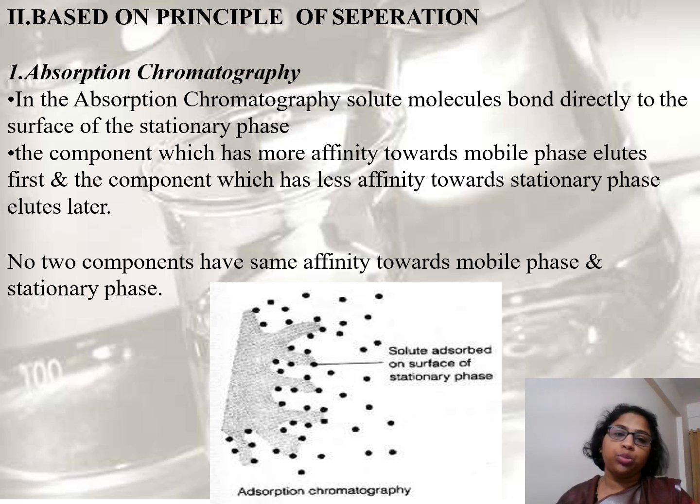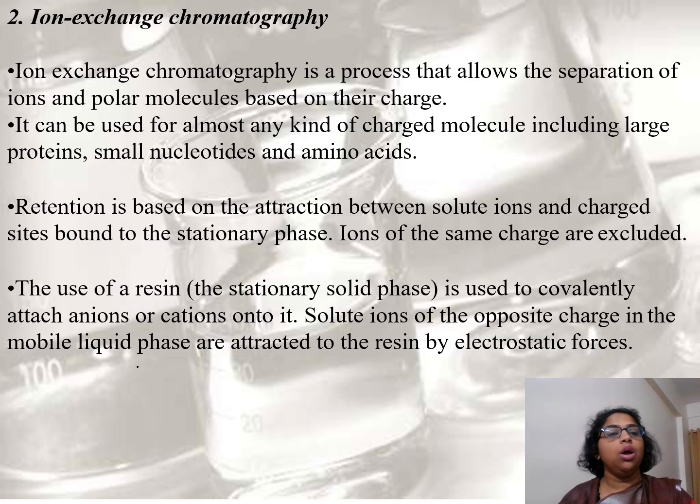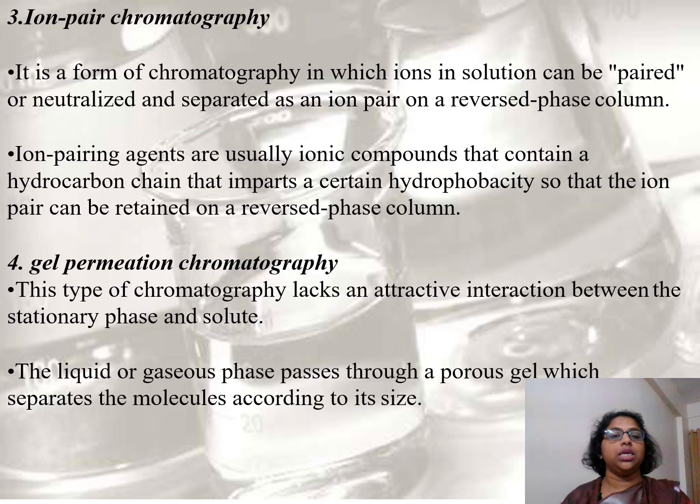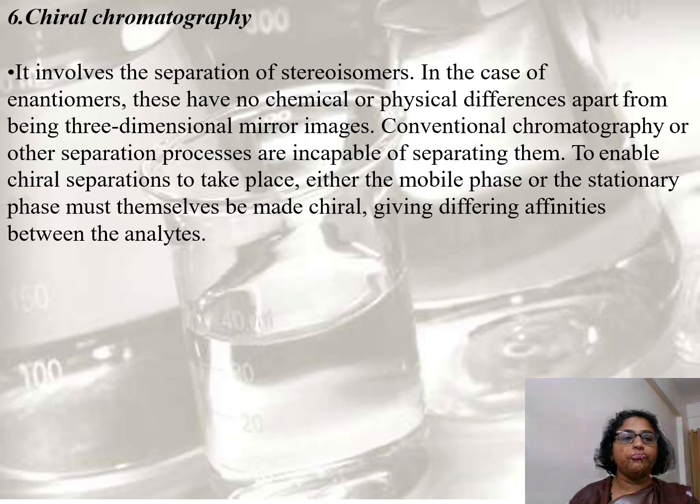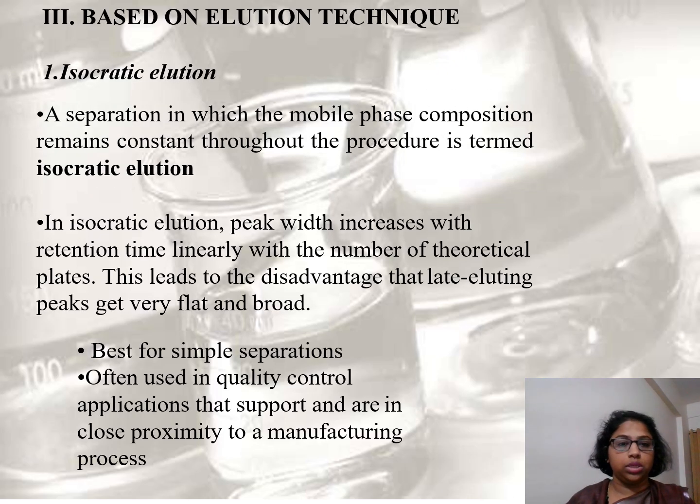The second type of HPLC is based on the principle of separation. That is, you have adsorption chromatography, ion exchange HPLC, ion pair HPLC and gel permeation HPLC. Apart from this, we also have HPLC which is based on affinity. And there is another HPLC which is the latest to come, chiral chromatography, where HPLC is used for the separation of stereoisomers, like L isomers and D isomers.